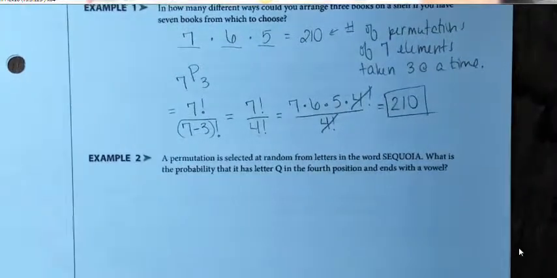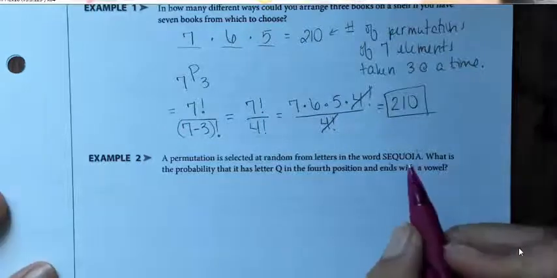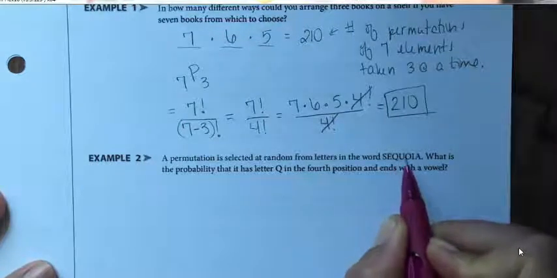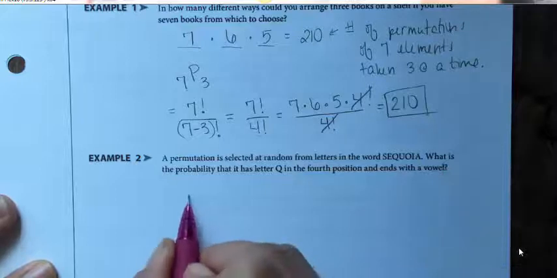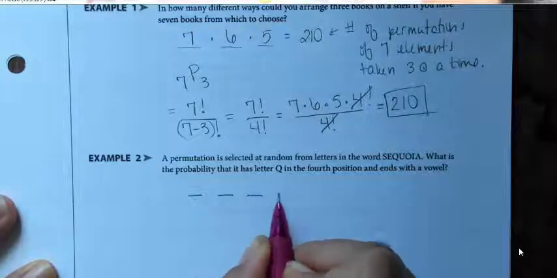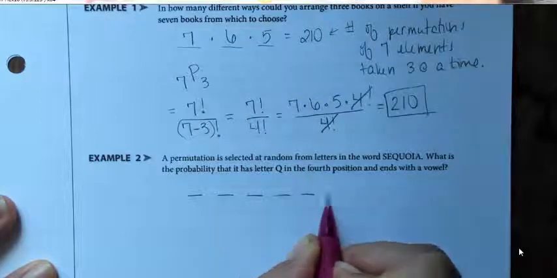Okay, so a permutation is selected at random from letters in the word sequoia. What is the probability that it has letter Q in the 4th position and ends with a vowel? So the first thing that we need to do before we can figure out the probability of this happening, we actually need to figure out what are the total possible outcomes in the sample space that we have here. So we have a total of 1, 2, 3, 4, 5, 6, 7 possible letters that we're going to rearrange.